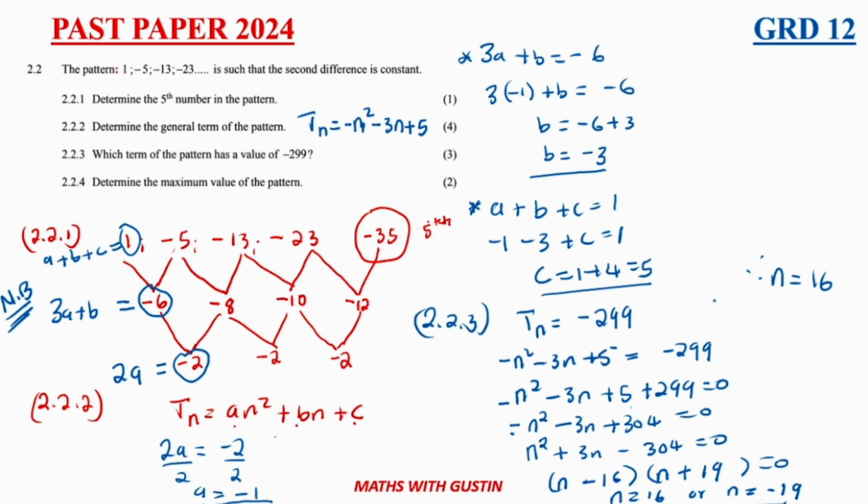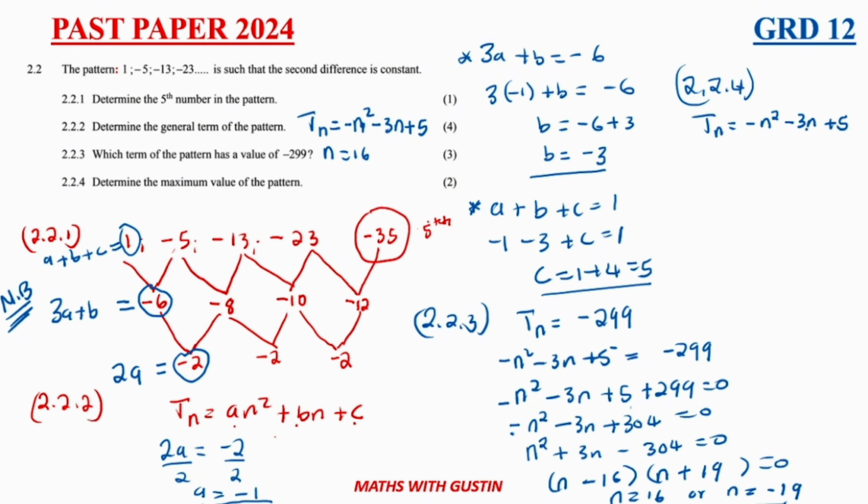All right, let me rather write here n is equal to 16. I'm going to remove it here for the sake of space, so that I can write 2.2.4 here. All right, let's move on. 2.2.4. Last question on this question says determine the maximum value of the pattern. So we know that the formula of the pattern is given by -n squared -3n plus 5.